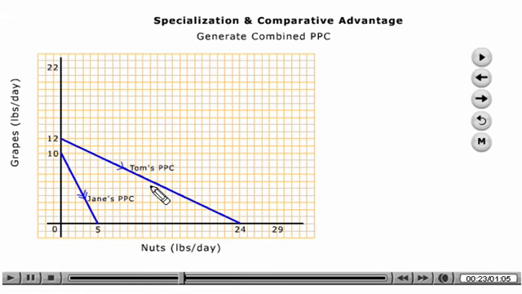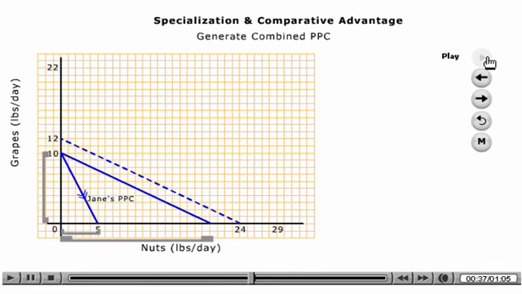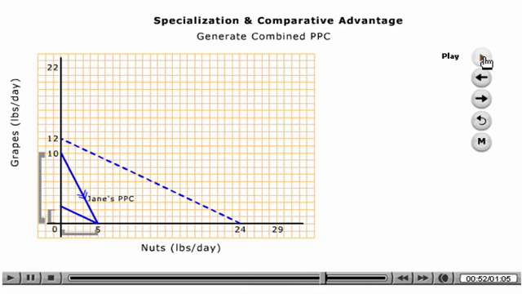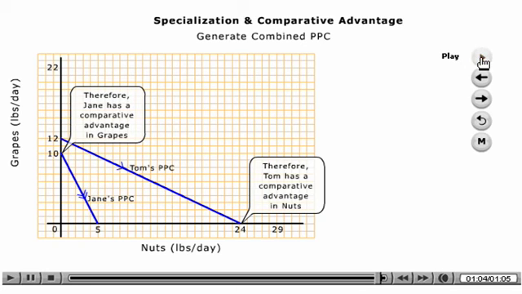To find out who has a comparative advantage in the production of grapes, let's compare how many nuts have to be given up for a given amount of grapes. Jane gave up a lot fewer nuts for the same amount of grapes. So Jane is said to have a comparative advantage in the production of grapes. Similarly, Tom gave up a lot fewer grapes for producing an equal amount of nuts. So Tom is said to have a comparative advantage in the production of nuts.